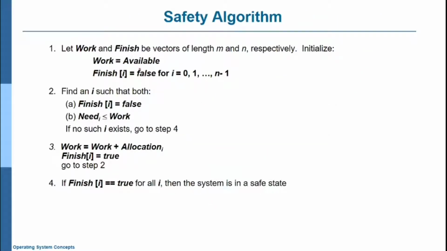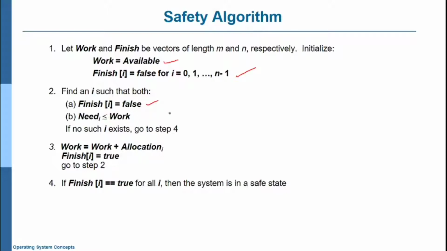Safety algorithm. Let Work and Finish be vectors of length m and n. Work is equal to Available, and Finish[i] is initially false for all processes in the first step, meaning no process has yet satisfied any condition. Find an i such that Finish[i] is equal to false, meaning process P0 has not yet finished its work.